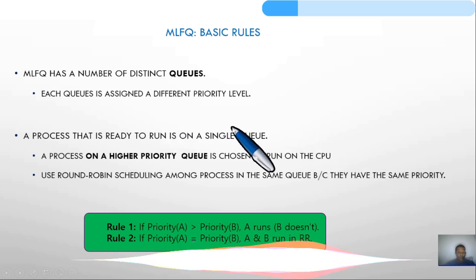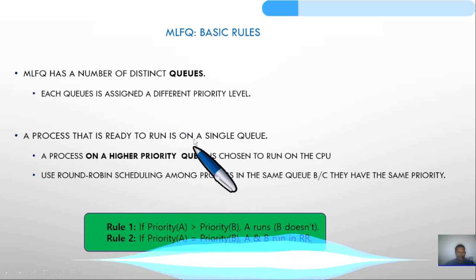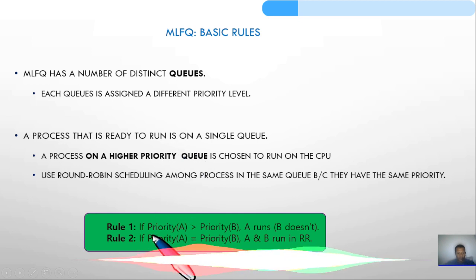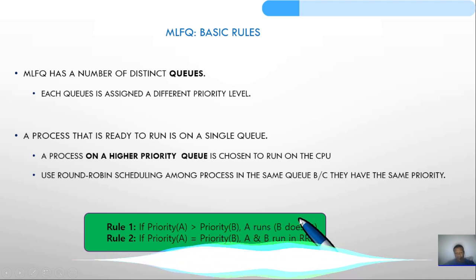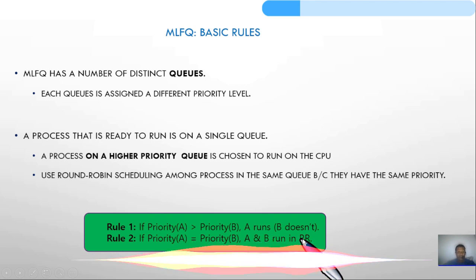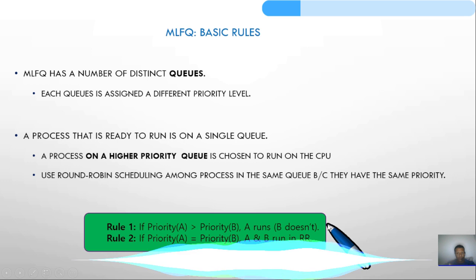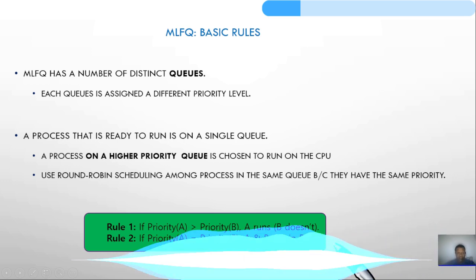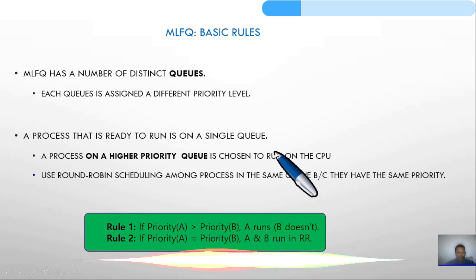So this brings us to the first two rules of MLFQ. Rule 1 says if priority A is greater than priority B, A runs, B doesn't. Rule 2, if priority A is equal to priority B, then A and B run in round robin fashion with the time quantum. So these are the first two rules we have about MLFQ.